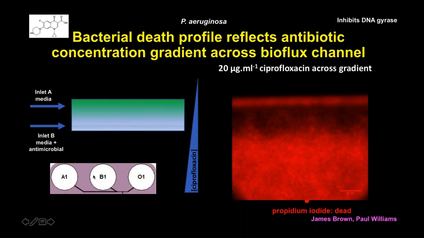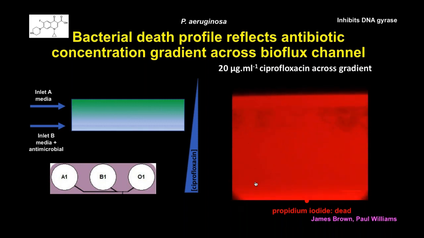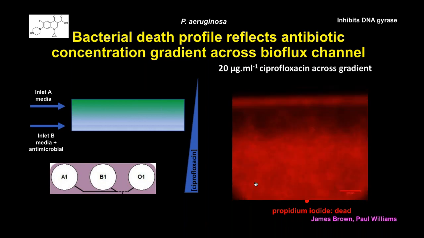One other thing that we like about the two channels is the ability to add at the same time media to one and media plus antimicrobial to the other, and that creates a gradient across the channel. And we've done this with ciprofloxacin and Pseudomonas, and you can see here that at the bottom there's more depth because we're measuring propidium iodide, where the concentration of the antimicrobial is higher. And over time, as you can see in this revolving video, that depth spreads to the top of the channel.